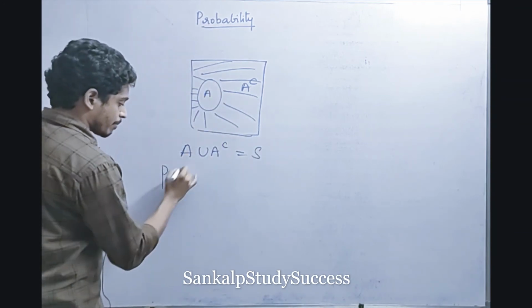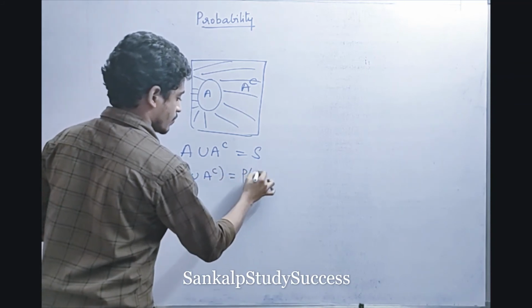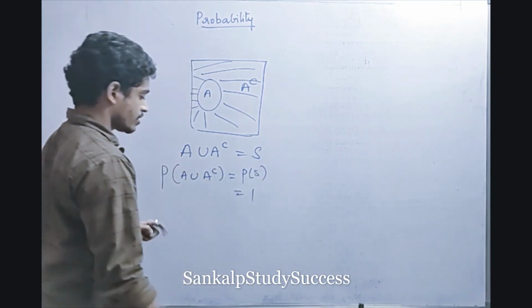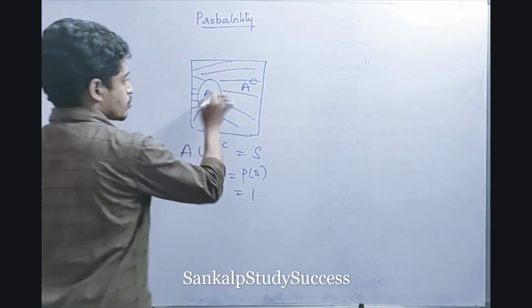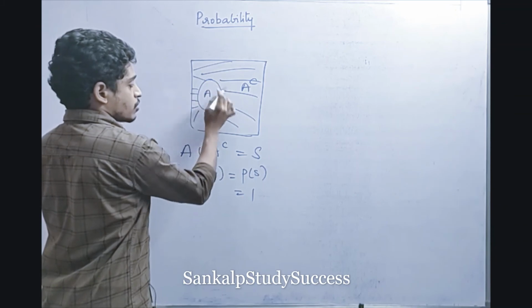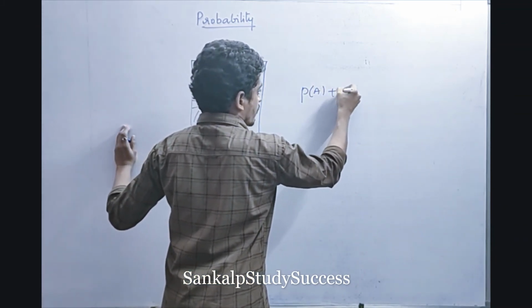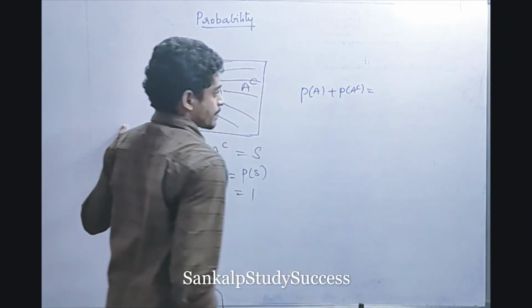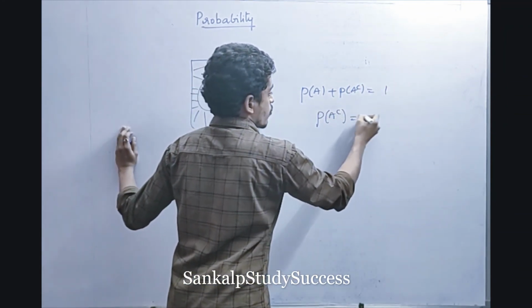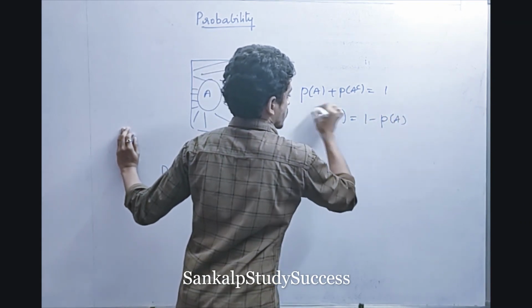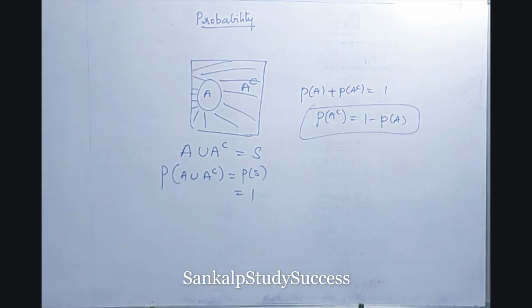Apply the probability for this equation. It is nothing but P of S, right? What is P of S, friends? That is nothing but 1. So P of A union A complement is equal to 1. So these two do not intersect. That means P of A plus P of A complement gives the sample space probability, that is nothing but 1, right? So what is P of A complement, friends? 1 minus P of A. This formula is very important. We often use this formula to solve different sorts of questions, right?